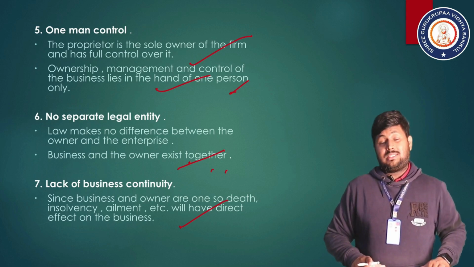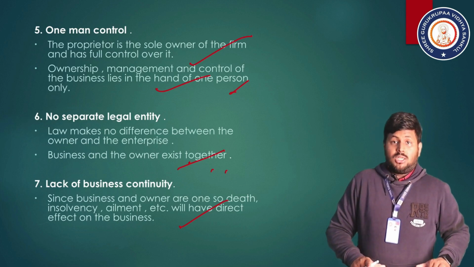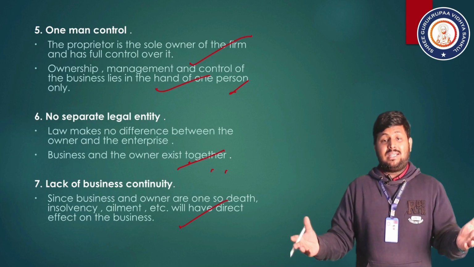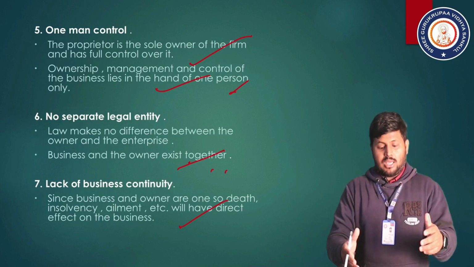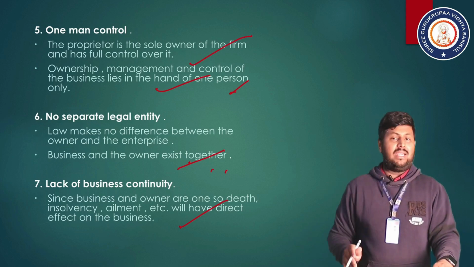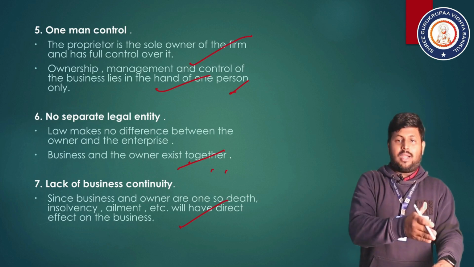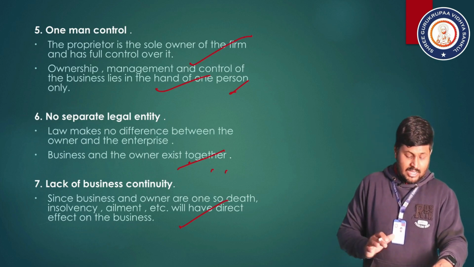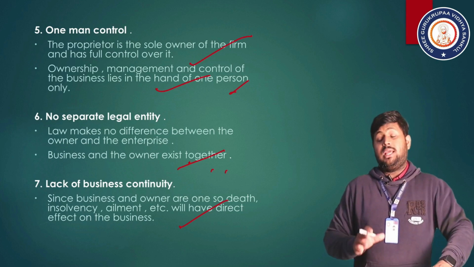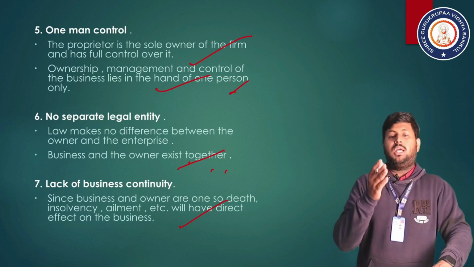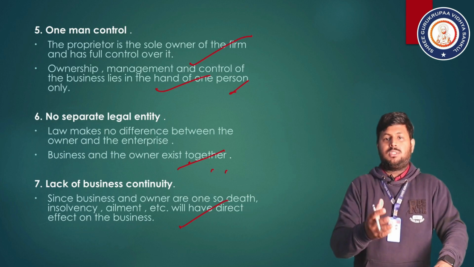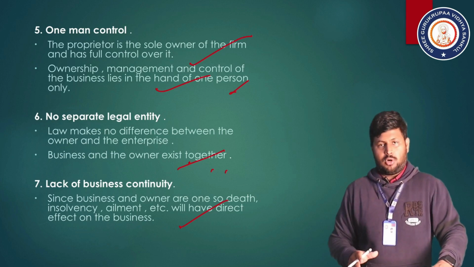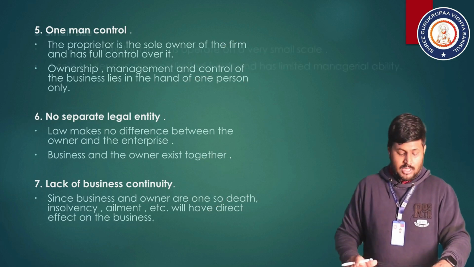No separate legal existence. The law does not consider the sole proprietor and his business as separate identities. It conveys that they are a single identity. Without the sole proprietor, the business cannot survive. So that is no separate legal existence. Lack of business continuity means we have seen that a sole proprietor business does not run very long. It is for a shorter period of time as compared to other business formats, and small size.